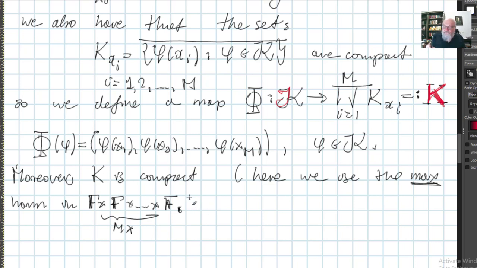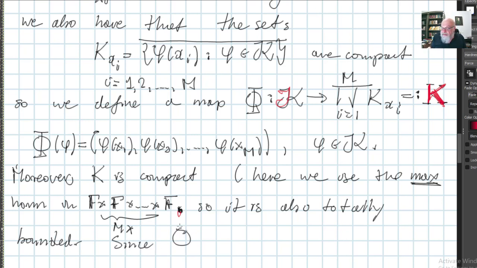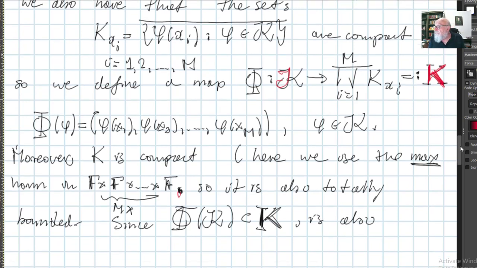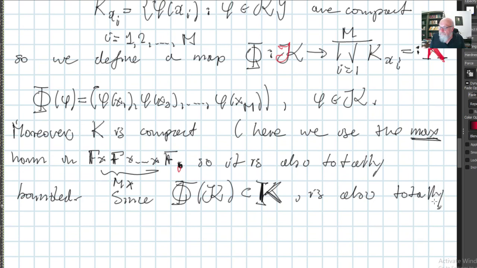And of course, this space is compact, so it is also totally bounded, since phi of K is a subset of this bold K. The subset of a totally bounded set is also totally bounded. So there exists an epsilon over 3 net in phi of K.